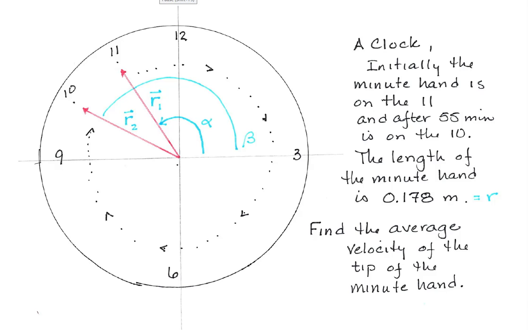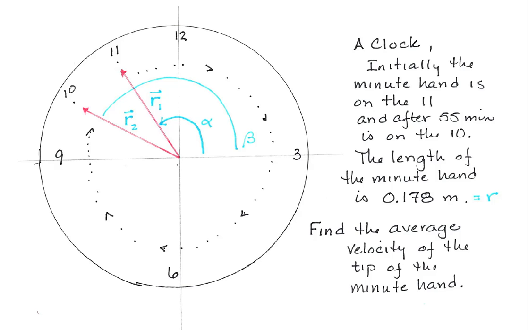To give us a good handle on how we can move from one dimension to two dimensions, moving from that linear motion in just one dimension to where we're going to head in our two-dimensional problems, this problem is a really good way to look at that aspect. So we have a clock, and initially the minute hand is on the 11. And after 55 minutes, the minute hand is on the 10. If our clock's working properly, that's exactly what we want it to be.